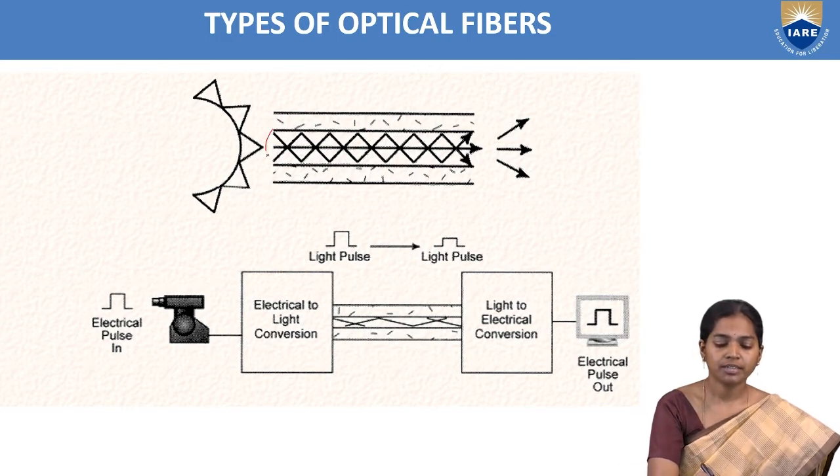Here this part is the core, and this part is the cladding. The total information is transmitted within the core only. This is nothing but total internal reflection. The cladding covers the entire core. See here, the cladding covers the entire core.